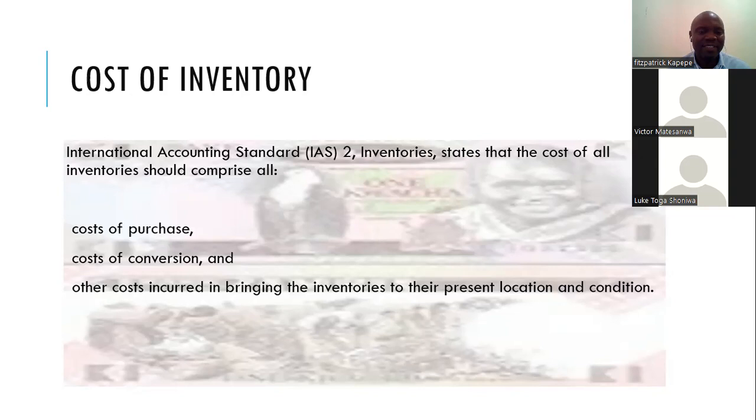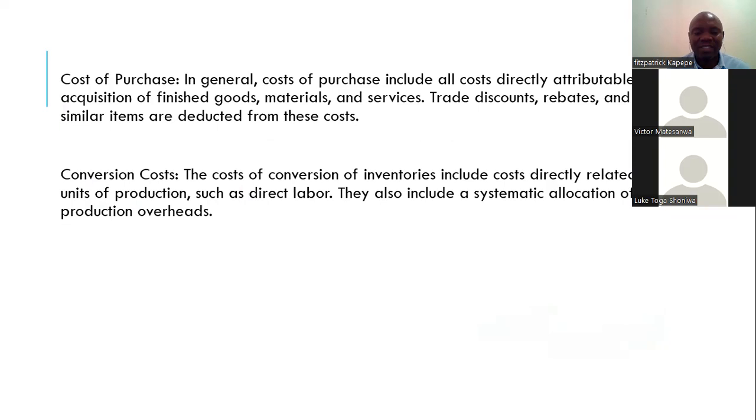So these are just narratives in deeper form of what this cost of purchase means, what the conversion costs mean. So you'll have to look at all those direct labor and other costs that will be incurred, as long as they're production in nature. Those will need to be accounted for.